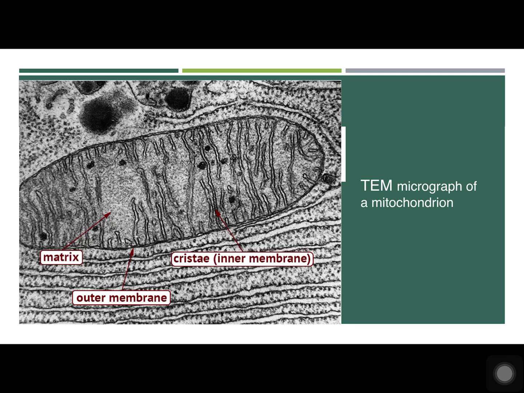What you're looking at right now is a TEM micrograph of a mitochondrion. A mitochondrion is also known as the powerhouse of the cell. It produces the energy necessary for the cell's survival and functioning. Through a series of chemical reactions, a mitochondrion breaks down glucose into an energy molecule known as ATP, or adenosine triphosphate, which is used to fuel various other cellular processes.